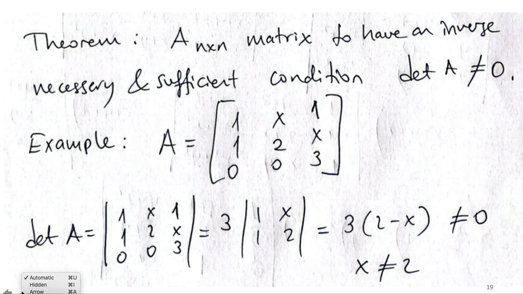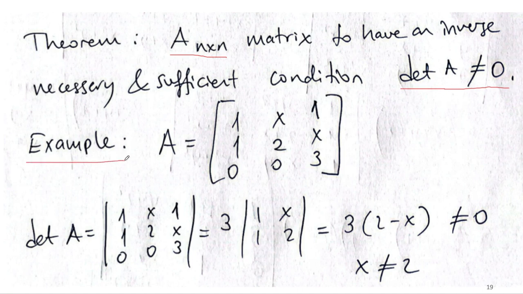Today we will continue with linear algebra and the calculation of the determinant, and we will move on to the inverse of a matrix after this. So let's start. First we have a theorem that states if we have the n by n matrix A, then in order to have an inverse of this matrix A, the necessary and sufficient condition is that the determinant of A is not equal to 0.